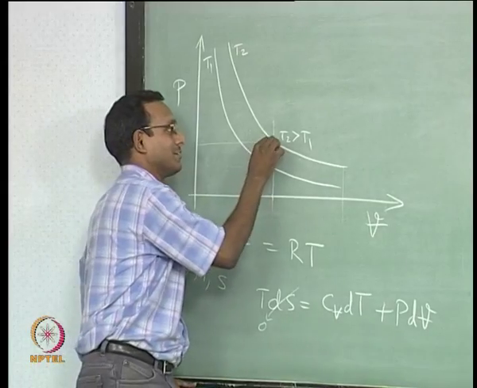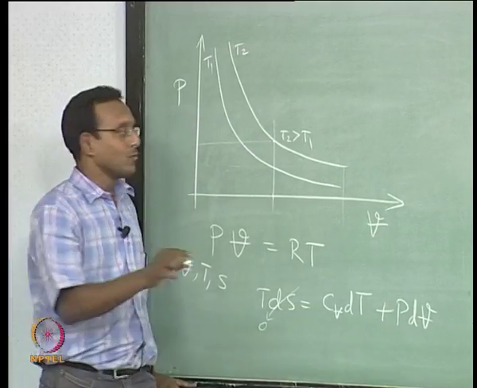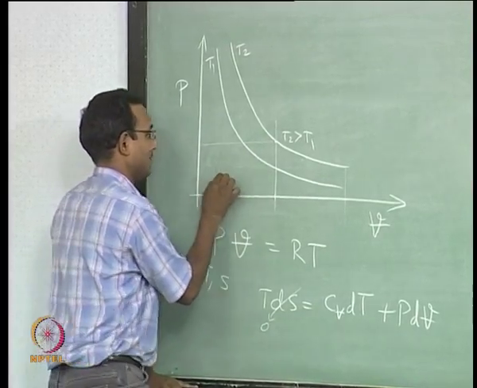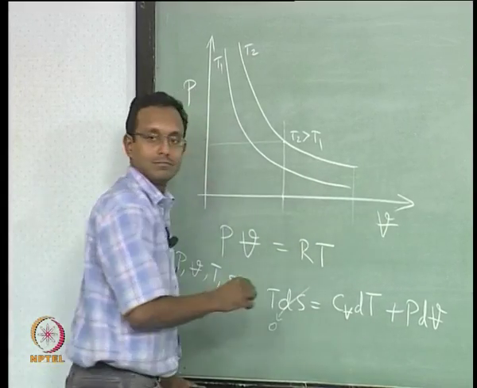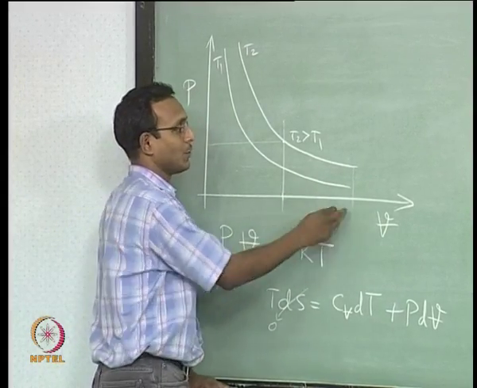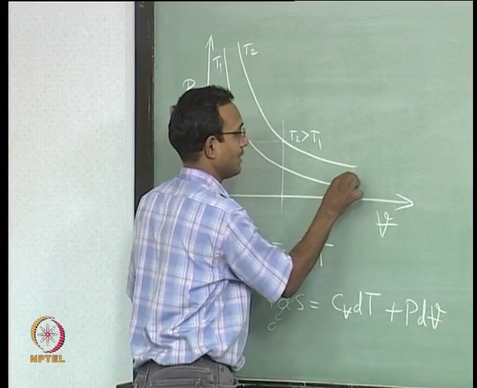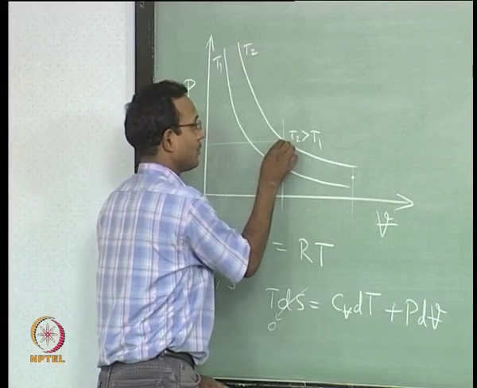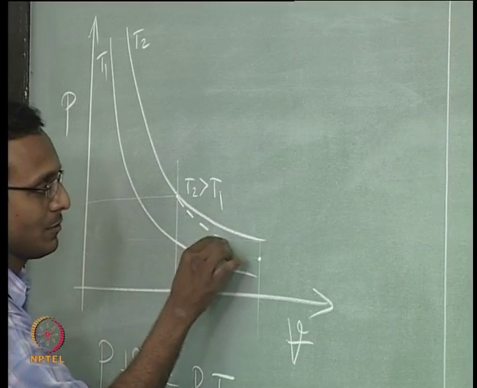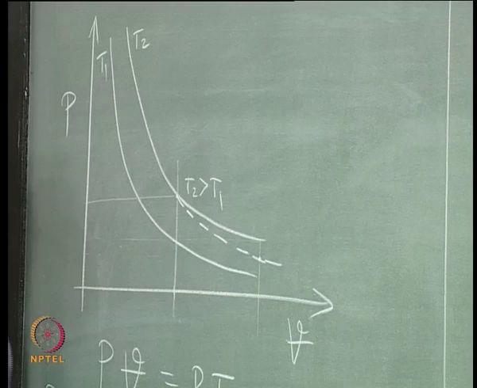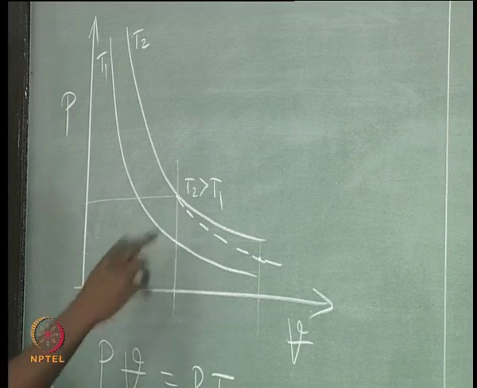Let us say I started here. Now my pressure should be much lower to compensate for the new volume. That is what it will be equivalently. So my new point is here. So my new curve is going to go like this with respect to the other curve.